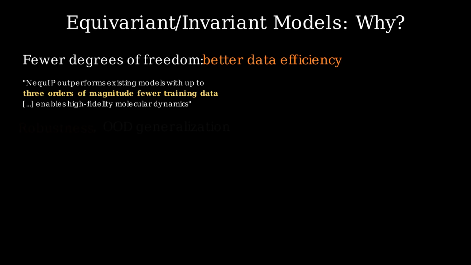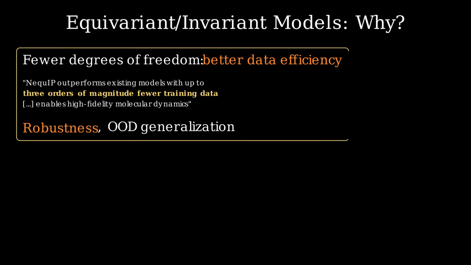The second benefit is robustness and out-of-distribution generalization. Because the symmetry is encoded into the architecture by construction, not learned from data, the model generalizes reliably to inputs never seen during training, as long as those inputs obey the same underlying symmetry. In short, if your data has a known symmetry, encoding it directly into the architecture is almost always worth it. You get more from less data, and far stronger generalization.